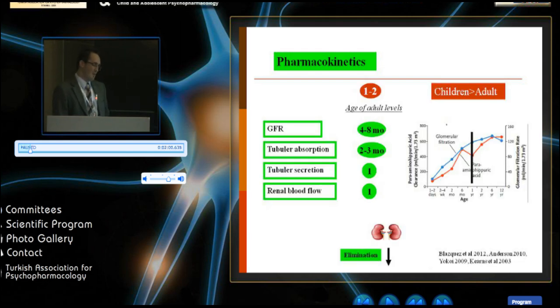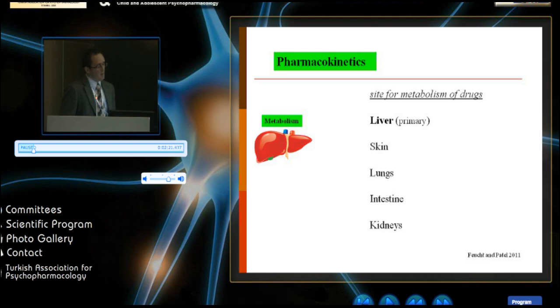On the other hand, the elimination takes place via the kidney, so the kidney is also very important. It is said to have developed at the age of 1, but the average age for this is actually between 1 and 2. But mainly, the renal elimination of children is always faster when compared to that of adults.